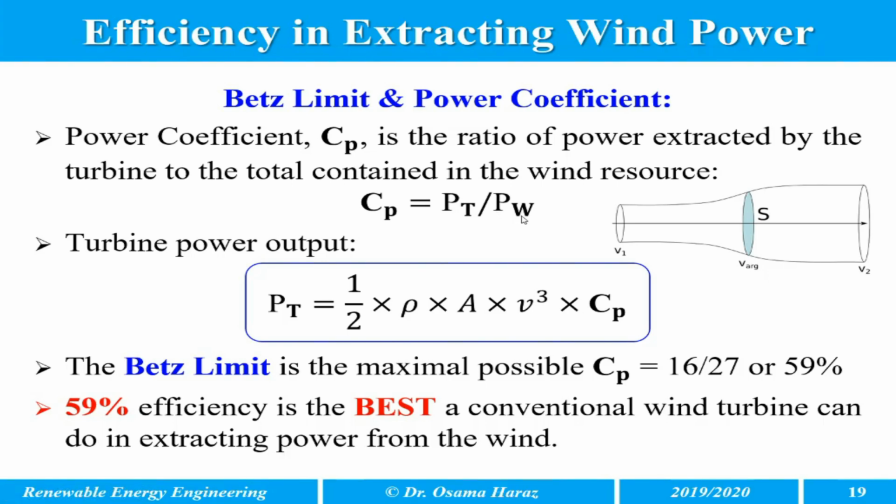PT is the power extracted from the turbine over the wind power, or turbine power divided by wind power. This is the power coefficient. The turbine power PT is half rho A V cubed times CP. The Betz limit is the maximum possible CP, which is 16 over 27, or almost 59%. 59% efficiency is the best a conventional wind turbine can do in extracting power from the wind.